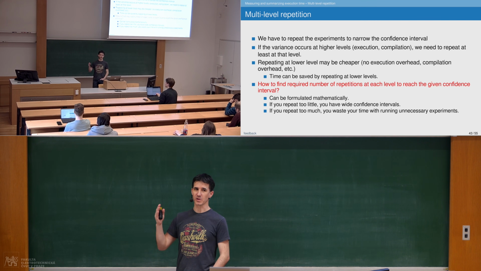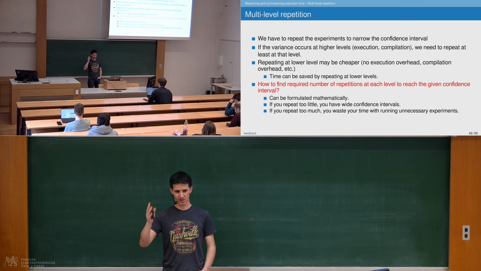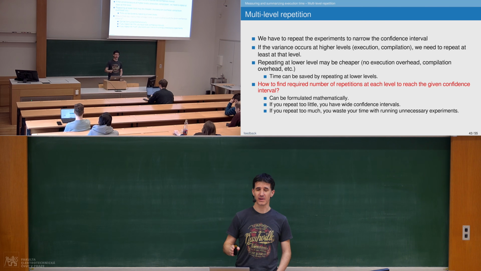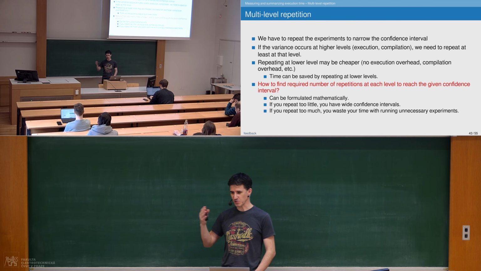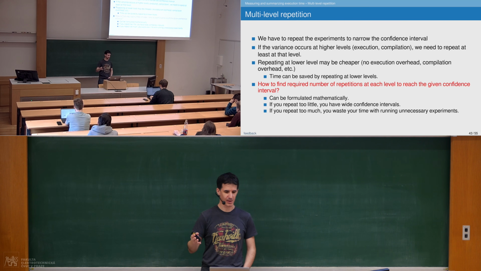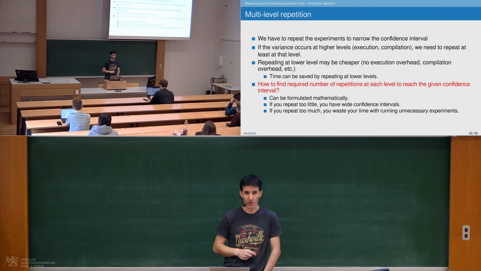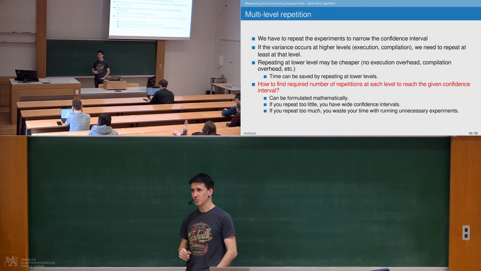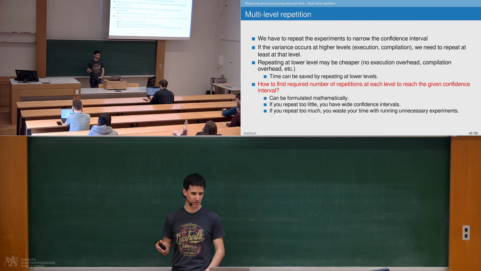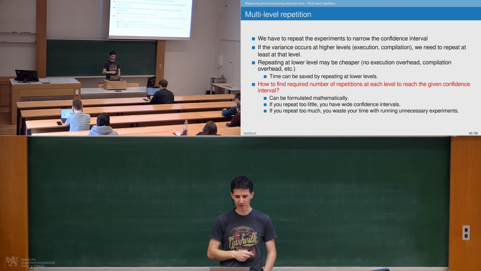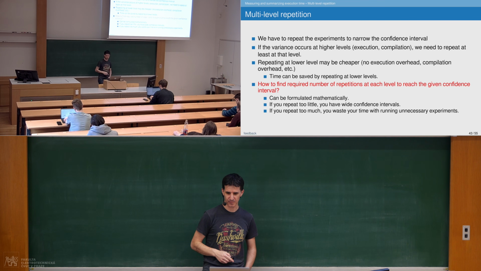Basically, we have to repeat the experiments at multiple levels: iterations, executions, compilations. We have to repeat them as many times so that we have a reasonably small confidence interval, but we don't want to repeat them too many times, because we want to be done with the homework, with our work, and move on. And the idea is to figure out how many times we should repeat the experiments and find some optimum so that we get good results and don't waste our time.